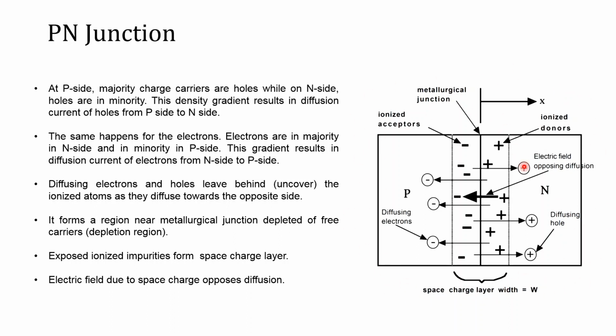equilibrium. So when a PN junction is formed, the net result is that we have one region here which has no charge carriers.